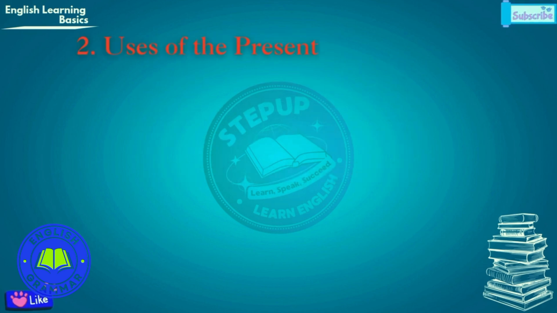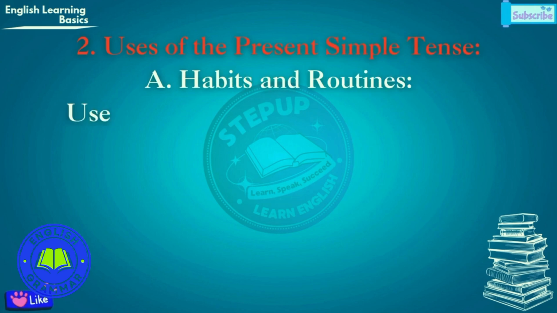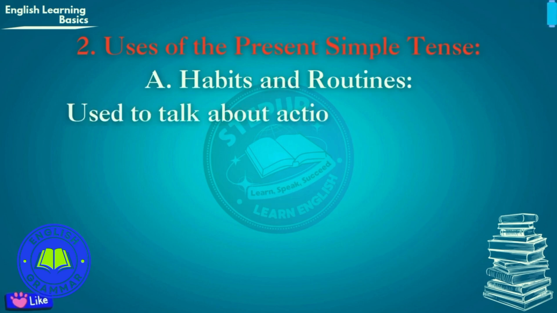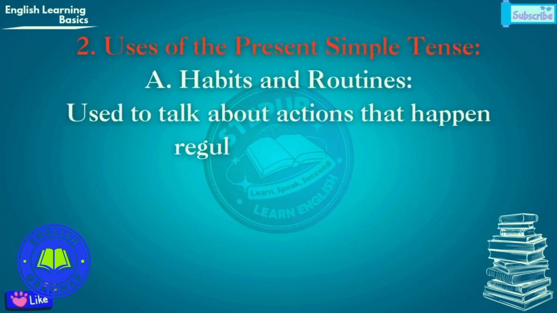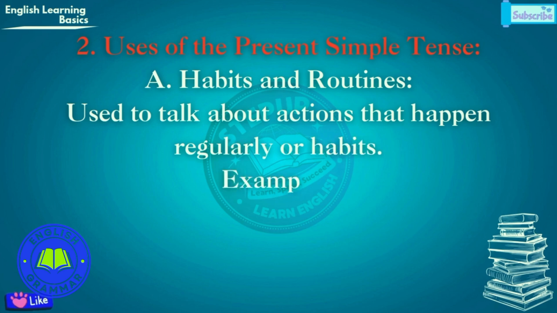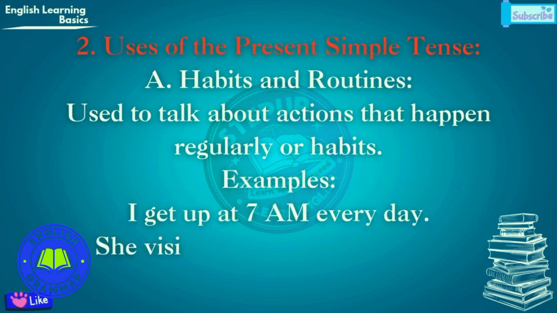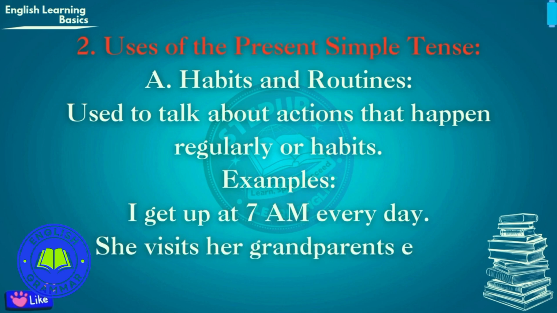2. Uses of the present simple tense. A. Habits and routines. Used to talk about actions that happen regularly or habits. Examples: I get up at 7 a.m. every day. She visits her grandparents every weekend.